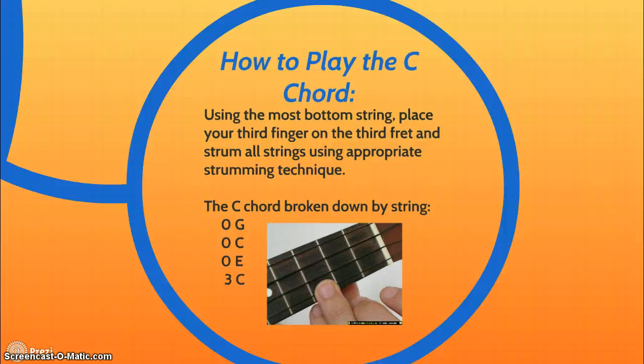The C major chord broken down by strings are G, which is 0 because our finger is not on the string, C, E, and then C again because our finger is now on the 3rd fret. You can see from the image shown below, this is how you should look while performing the C major chord on the ukulele.